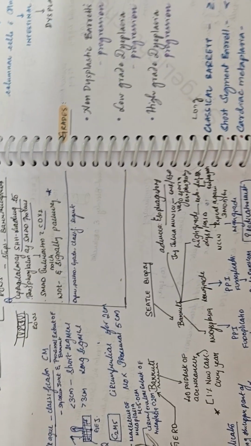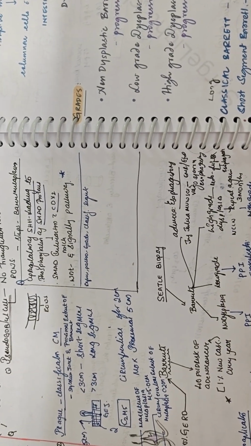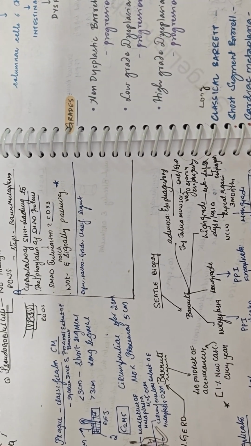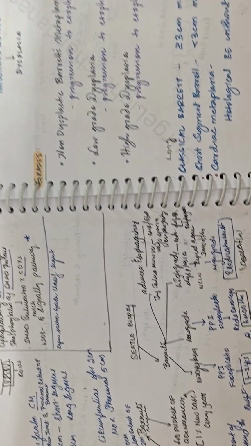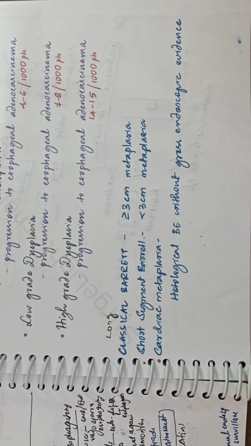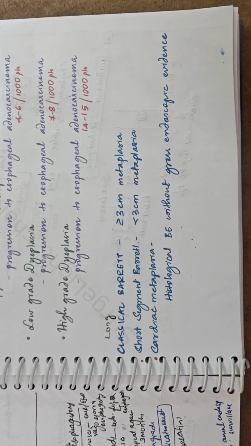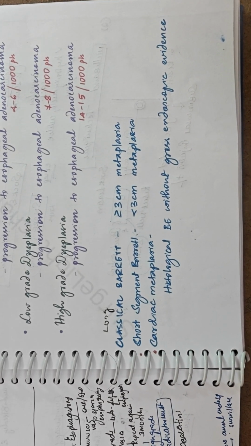What exactly is the classification? You have Prague's classification, the CM, and you have short segment Barrett's esophagus and long segment Barrett's esophagus. So let us understand what it is trying to tell us. What do you mean by short segment and long segment Barrett's esophagus?